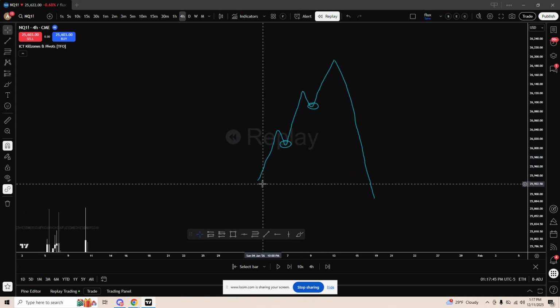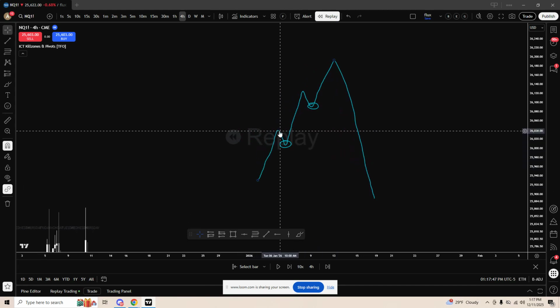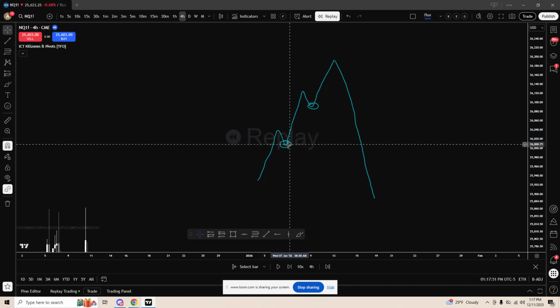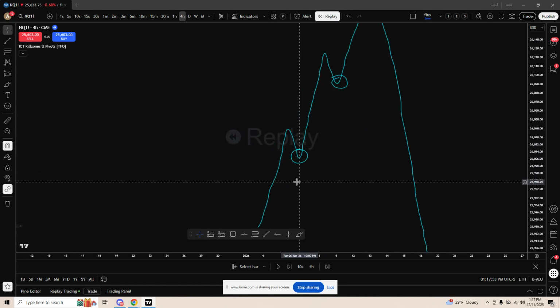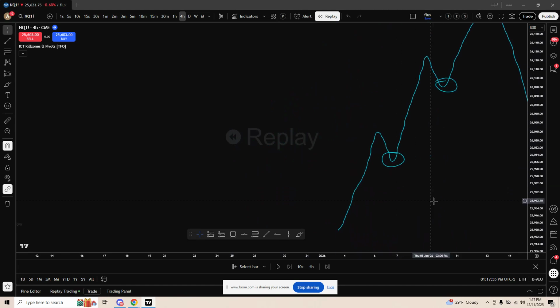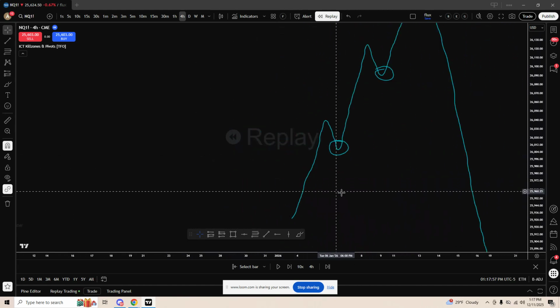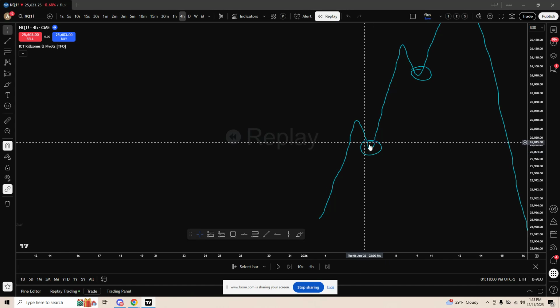But what I do wait for is continuations. So higher high, higher low, higher high, higher low. I'm trying to catch a higher low. So what this is, I'm trying to catch this move right here that's manipulating down.